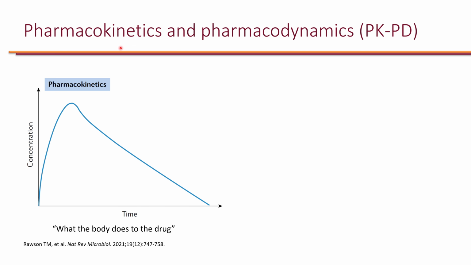Now here's PK/PD. Pharmacokinetics in general means what the body does to the drug. So in general, once you start giving the drug, the concentration keeps going up. And then once you stop giving the drug, whether it was oral absorption or intravenous, when you stop the infusion, you have a drop in the concentration, as the body starts eliminating the drug.